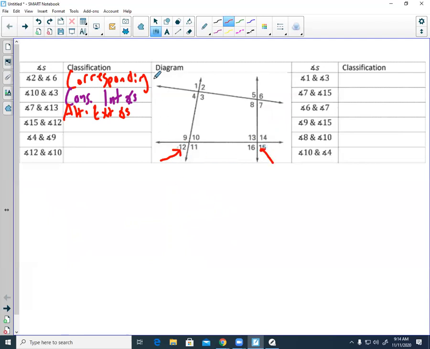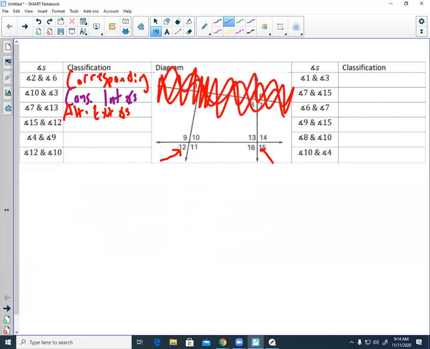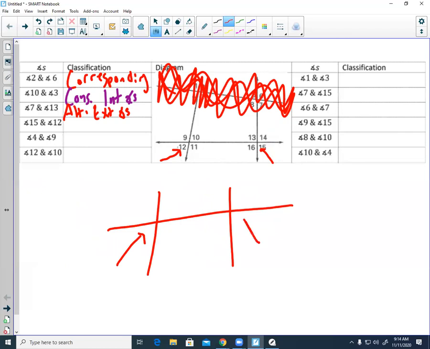So now notice I'm not talking about anything up here at all, so I'm going to get rid of that. So I've got my two lines, this way and this way. I've got a transversal crossing them. This is angle 12. This is angle 15. All right, so now we ask ourselves the question. The transversal, first off, is this line right here. So the transversal is that line right there.